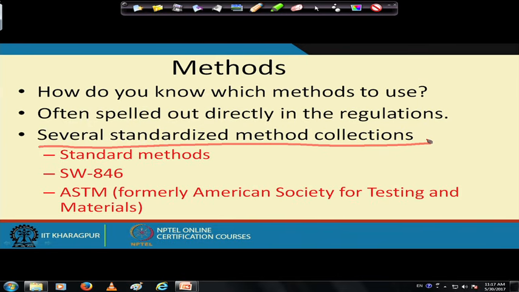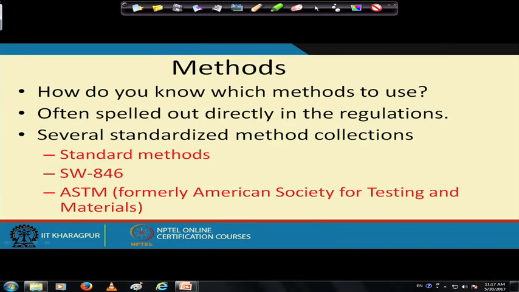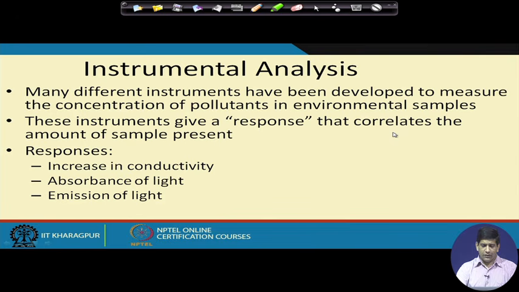So there are several standard methods out there, like the Standard Methods that we talked about, which you will find in any lab. Then SW846, I mentioned to you about that as well. Then there are some ASTM methods, formerly the American Society for Testing and Materials. Those are the sources where you can get those details and use them for your analysis. After you have selected the methods, you will go for some sort of instrumental analysis.